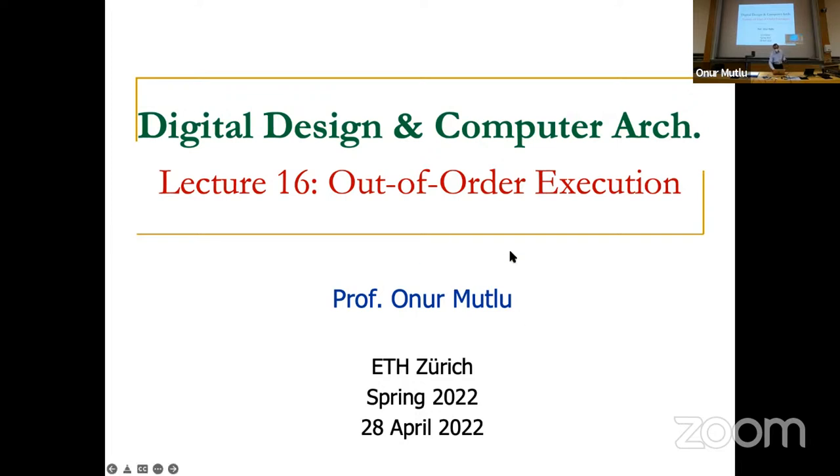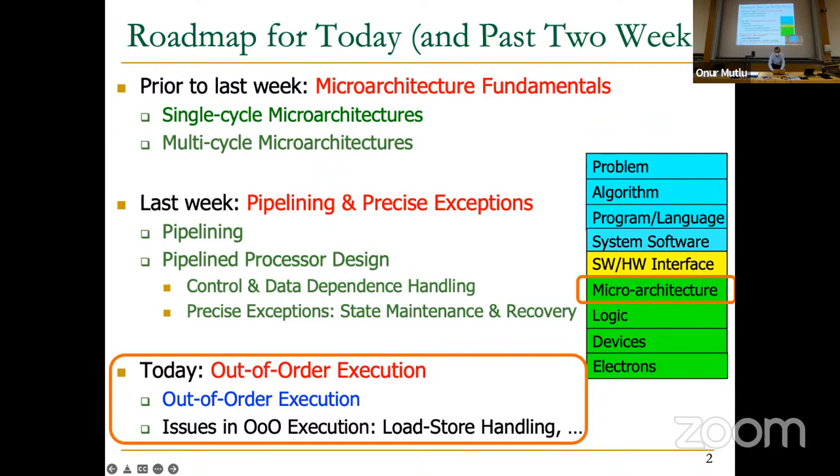This builds on a lot of the concepts that we discussed. We've been covering microarchitecture, how to achieve high performance. Before the break we covered pipelining and precise exceptions, and before that we covered microarchitecture, single cycle, multi-cycle. We're pushing for higher and higher performance, and this is coming at the expense of higher and higher complexity. So today we're going to add even more complexity to get even higher performance.